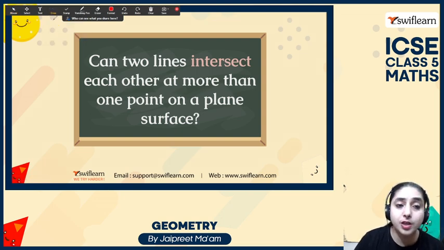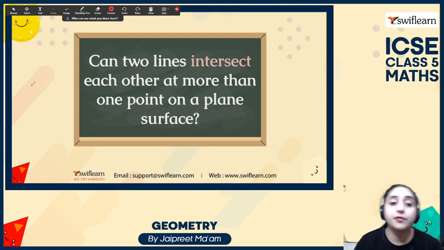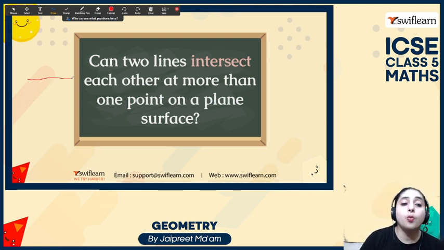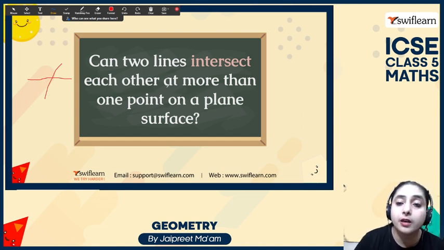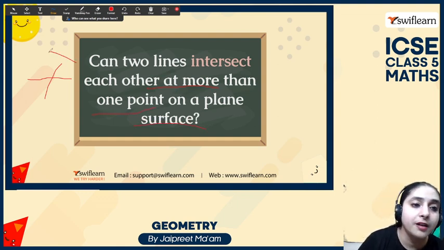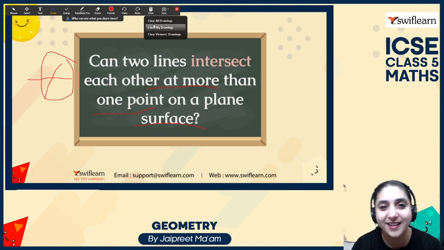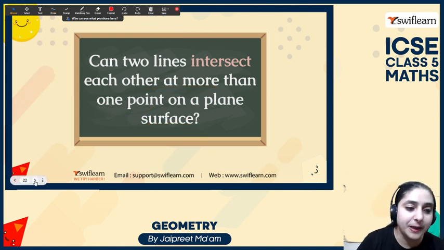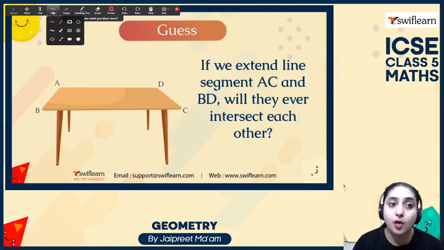Now I am asking you a question. Can two lines intersect each other at more than one point on a plane surface? Can two lines intersect at more than one point? Yes or no? Yeah, it can't be. Okay, so guess. Now you have to guess.